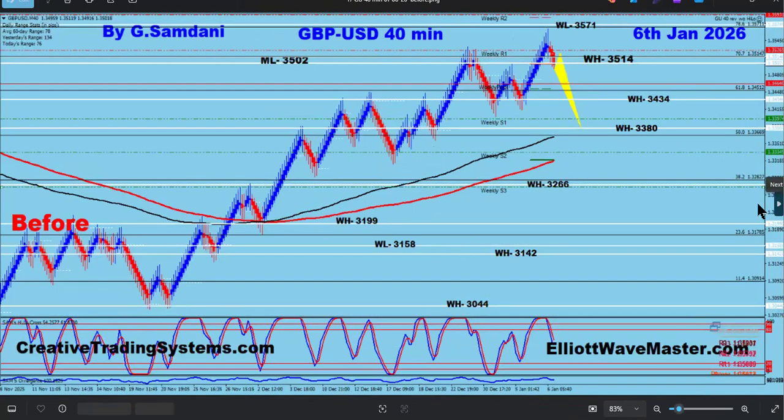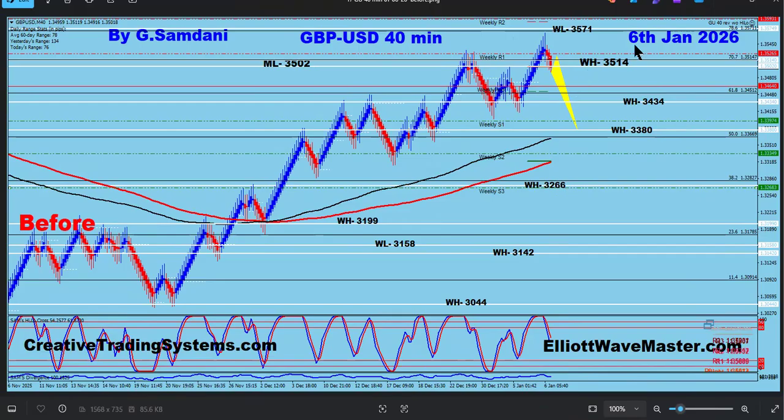Now, next, Pound USD. Pound USD, I made this on the 6th January. This is the chart, right?